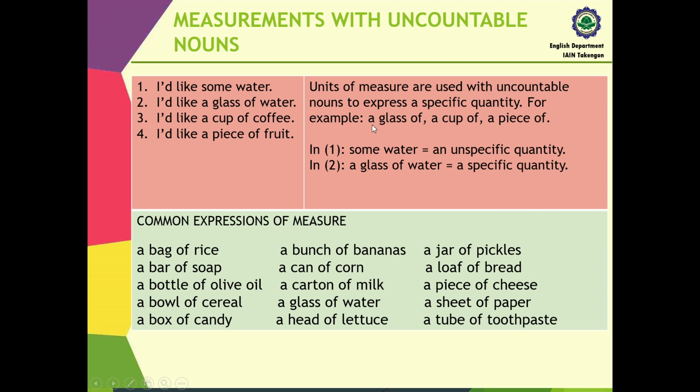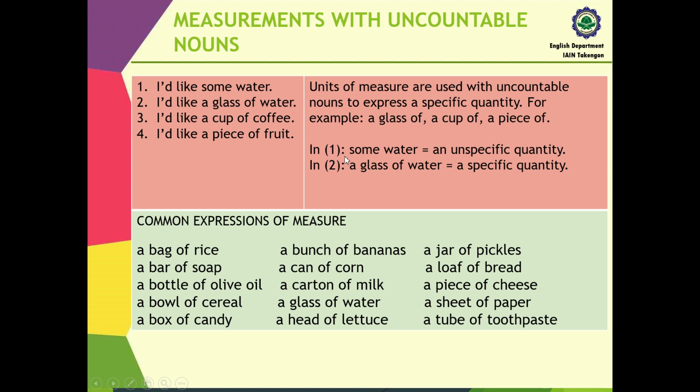We know that uncountable nouns, for example water, we cannot say one water, two water, because it cannot be counted. Jadi air itu nggak bisa dihitung, nggak ada kita bilang satu air, dua air. But we need another measurement. Kita perlu ukuran lain untuk menghitung water.